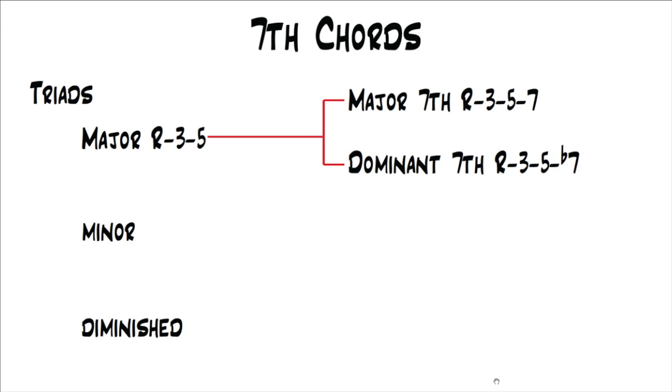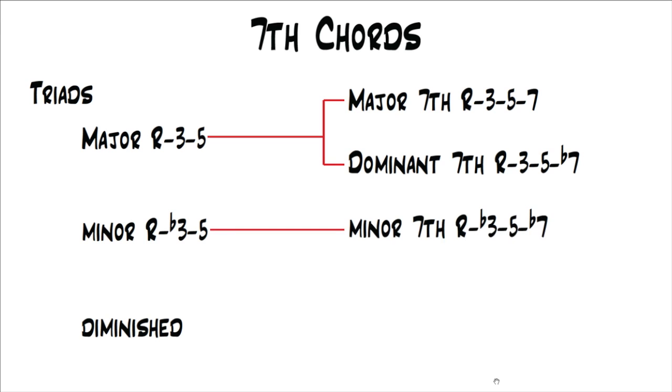Next, we're going to build one off the minor triad. And as you know, a minor triad is a root, flat 3, 5, or a root, minor third, perfect 5th. And the one we'll get from the minor triad is a minor 7th. And a minor 7th is a root, flat 3, 5, flat 7, or root, minor third, perfect 5th, minor 7th. So you're just adding a flat 7 to the minor triad, and that gives you a minor 7th chord.